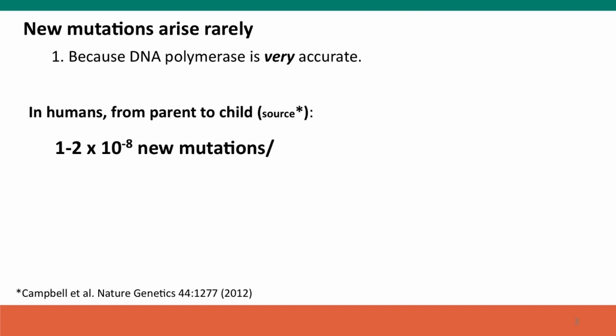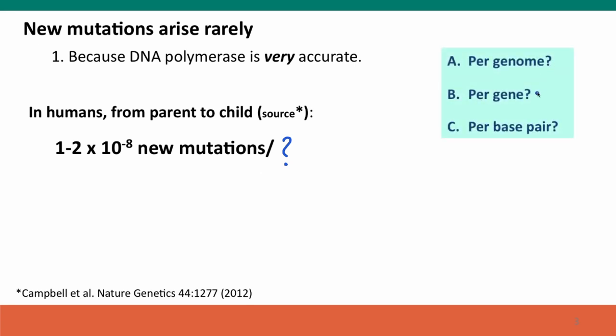So here's a number. In humans, from parents to child, there are about 1 to 2 times 10 to the minus 8th new mutations. But what I've done here is I've left off the units. So what do you think the units are here? 1 to 2 times 10 to the minus 8th new mutations per what? Per genome, per gene, per base pair? In fact, it's new mutations per base pair.